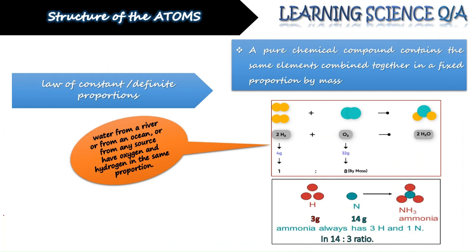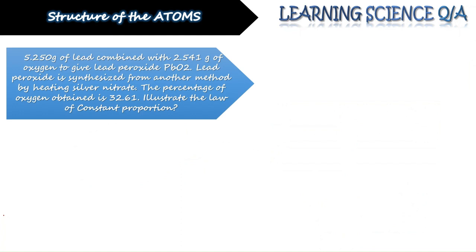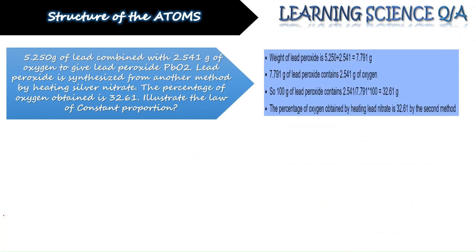the compound taken. That means if a water sample is taken from different sources, no matter from which source it has been taken, the proportion of hydrogen and oxygen by mass would always be 1 is to 8. And the same applies for ammonia, where the proportion will always be 14 is to 3 for nitrogen and hydrogen. So let's get started with a few numerical-based questions that can be asked in the examination, or a few questions that would be based on a similar pattern.